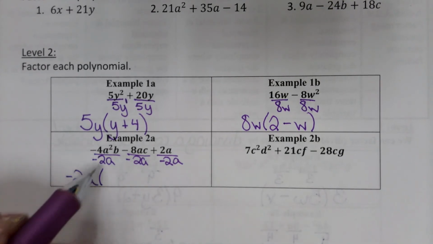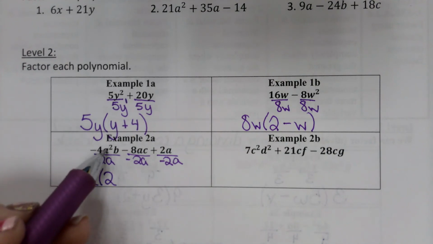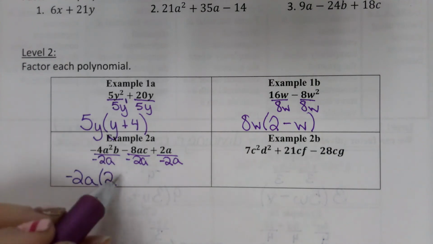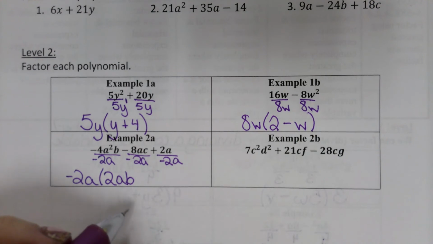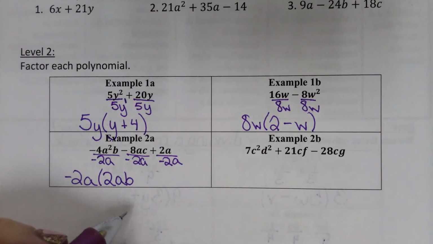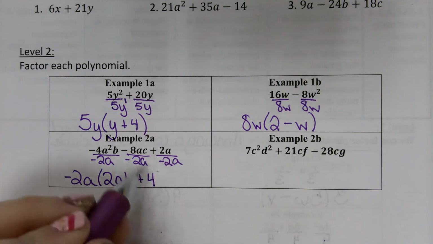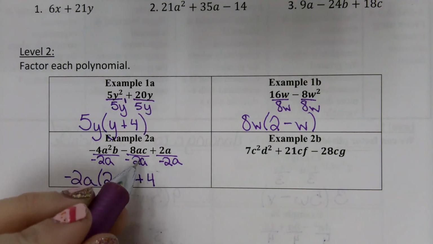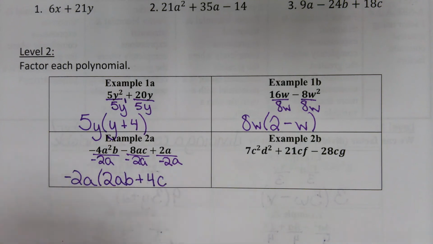Negative 4 divided by negative 2 is positive 2. I have 2 a's and I take 1 out, so I have 1 a left. And b didn't change. Next up, we have negative 8 divided by negative 2. And that gives me positive 4. I have an a and I take it out, so I don't have any a's left, but c remains untouched.